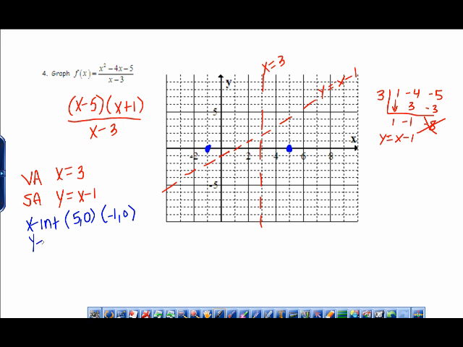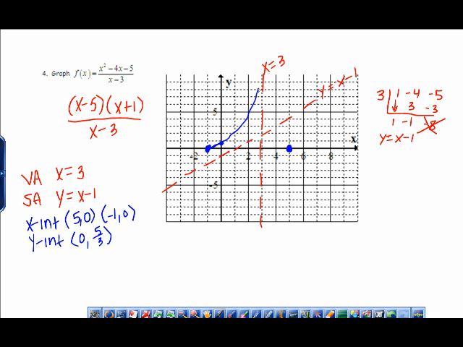And let's go ahead and find the y-intercept. This is where x equals 0. So if I plug in a 0 for x, I get negative 5 over negative 3, which is positive 5/3. This is like 1 2/3, so I'm going to go ahead and plot that point right there. And again, if I have 2 points that are close to each other, I'm going to go ahead and connect them, and that's going to help me notice the trend of the graph.